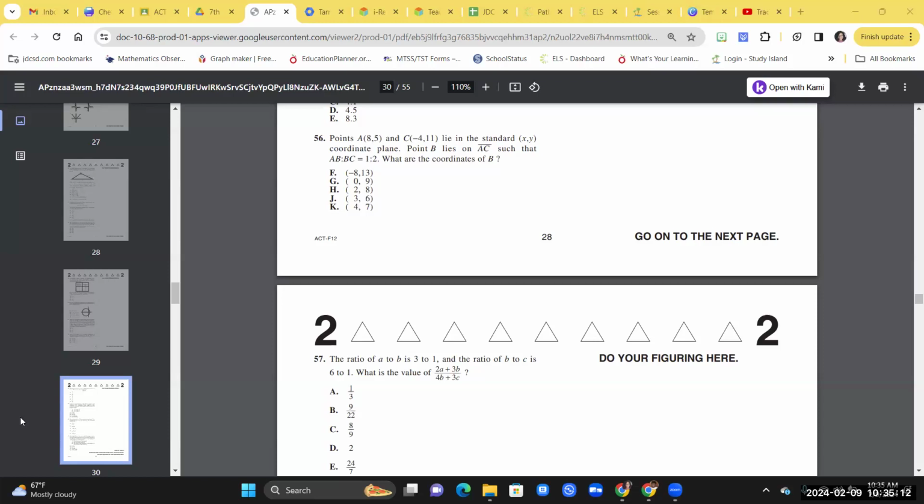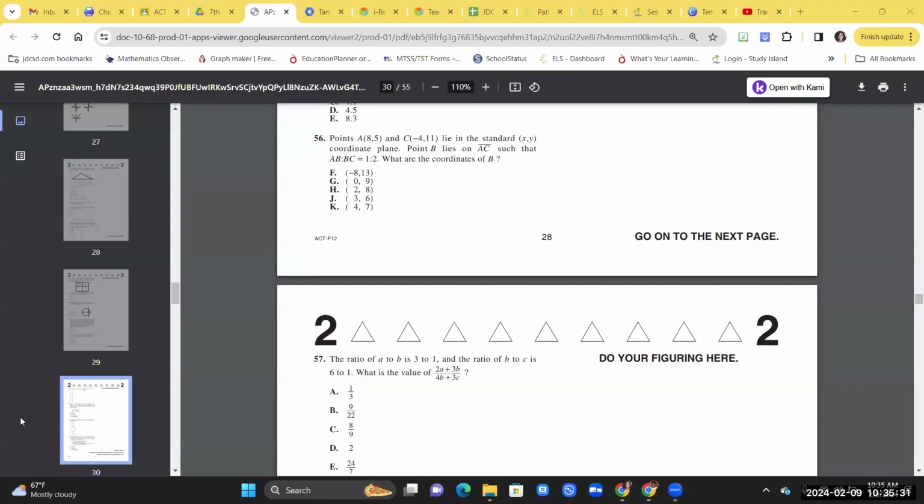Say 5, -11, standard X. AC such that the ratio AB to BC is 1 to 2. What are the coordinates of B?